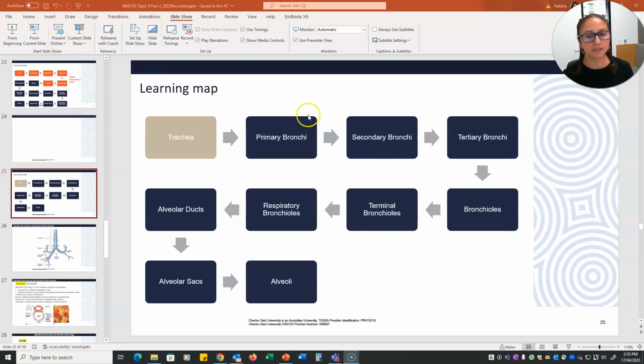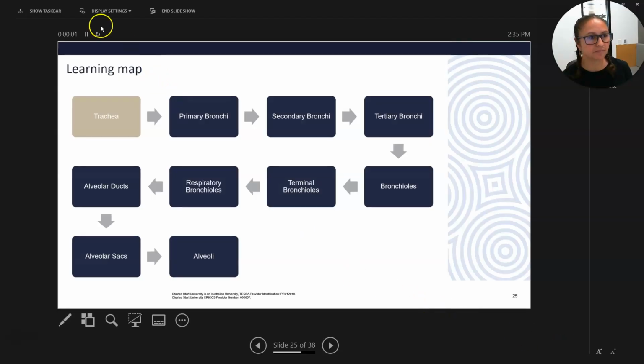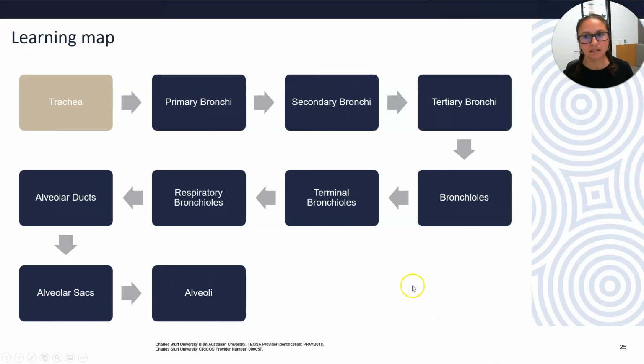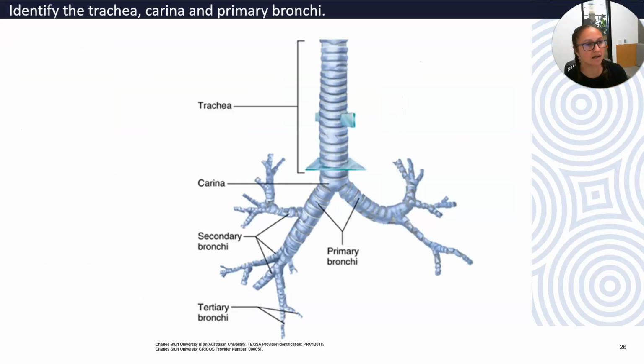Okay, everyone, so we're going to keep learning about the respiratory system. And we are looking at topic 9, part 2, lecture 2. All right. So we finished off looking at the upper respiratory system, and now we're going to look at the lower respiratory system, and we're going to start looking at the trachea.